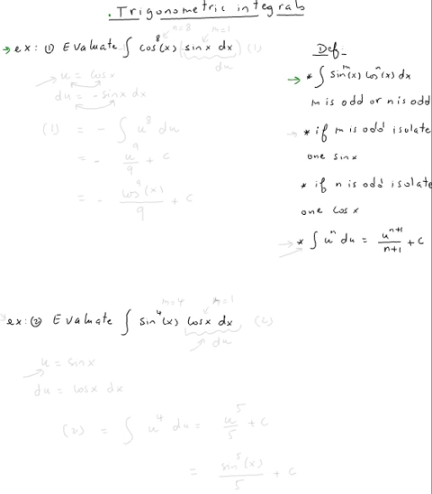Alright, so what do we do? The method says here, if m is odd, isolate one sine x. So in our case, m is odd, right? What is m? M is whatever is the exponent of sine. So m is equal to 1, and n is equal to 8.